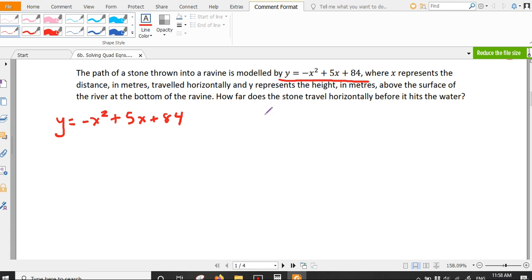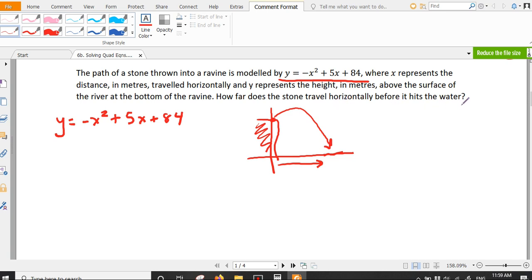So it's asking us this. So I know that this is the y-intercept, so I'm guessing we're going to start at a height of 84. Okay. Now it's asking, how far does the stone travel horizontally before it hits the water? And I'm assuming there's the water, and there's maybe, I don't know, a cliff of some sort. The path of a stone is thrown into a ravine and is modeled by that, where x represents the distance in meters, so this is the horizontal distance, above the surface of the river at the bottom of the ravine.